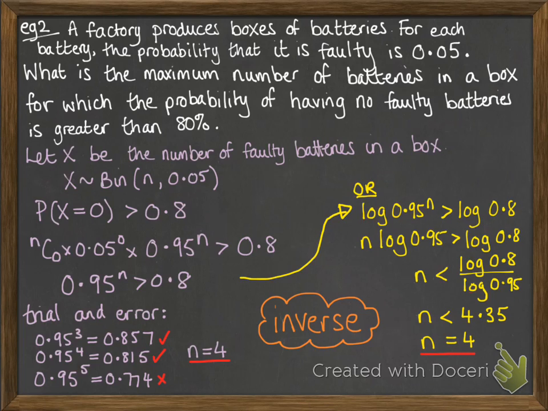Now this type of question is an inverse one, where we're not told the number of trials, we're told the probability, and we have to work backwards from that to find the number of trials.